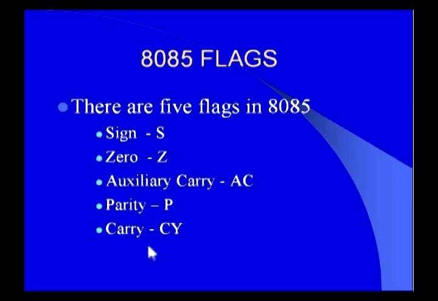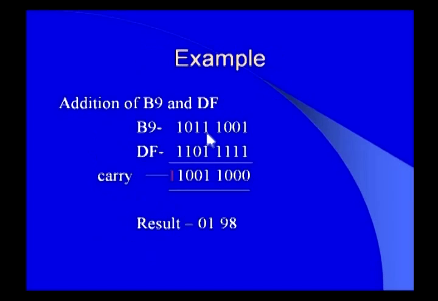If the result consists of an even number of ones, the parity flag is set to 1. Otherwise, it is set to 0, which is used to verify bit errors during communication. The last flag is the carry flag. When we add 2 numbers, if there is a carry from the MSB bit, then the carry flag is set to 1. The carry flag is treated as a borrow flag in the case of subtraction.